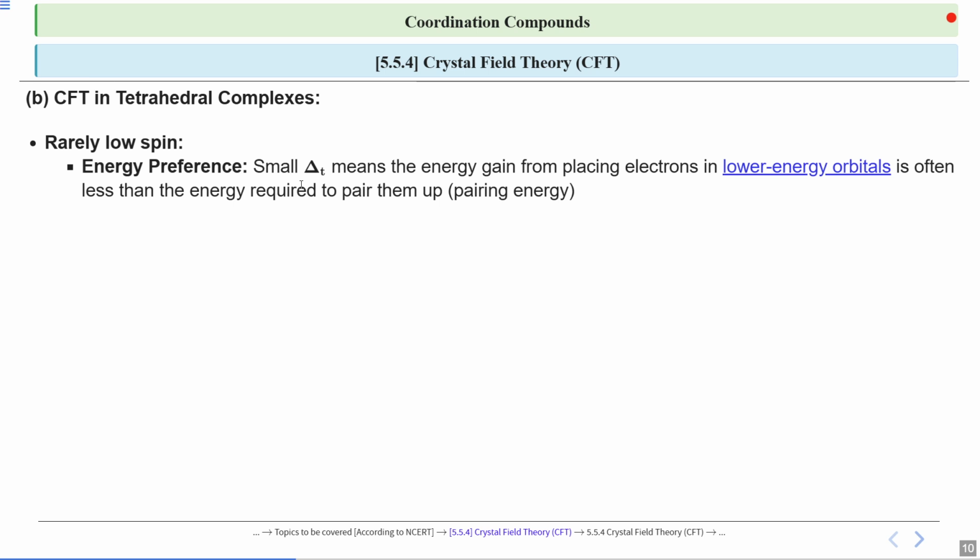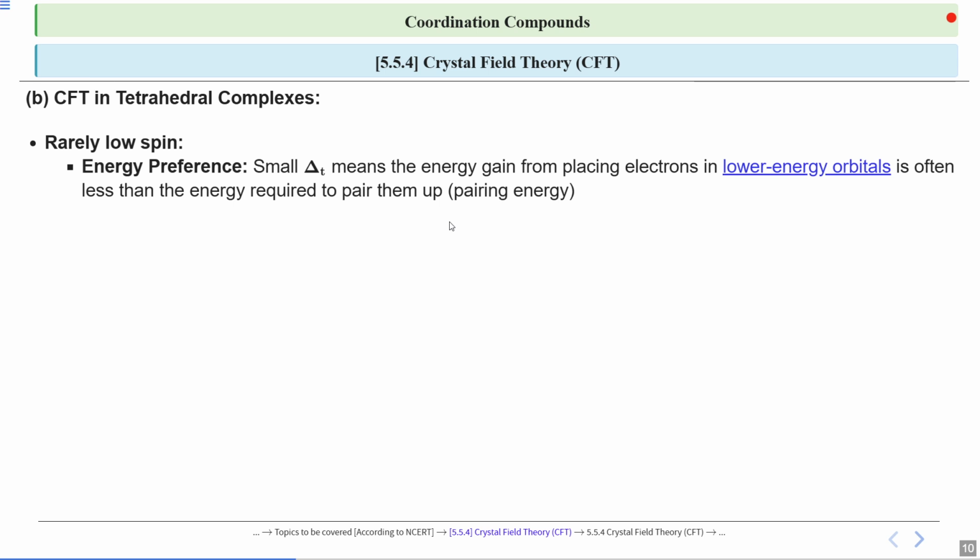So delta t, the crystal field splitting energy in the tetrahedral complexes, is smaller, which means the energy gain from placing the electrons in the lower energy orbital is often less than the energy required to pair them up, that is pairing energy. Remember we have studied about the pairing energy, which is the energy required for the electrons to pair up.